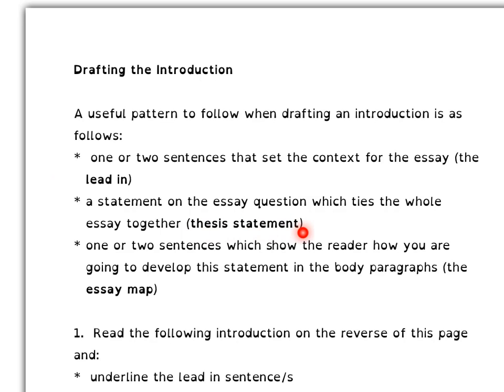This is our thesis statement. This is our opinion. And then we have one or two sentences in our introduction that show the reader how you're going to develop the statement in the body paragraphs. And this is the essay map. So our essay map should list in order the things we're going to talk about in our paragraphs, and then we follow through with that in the body of our essay.